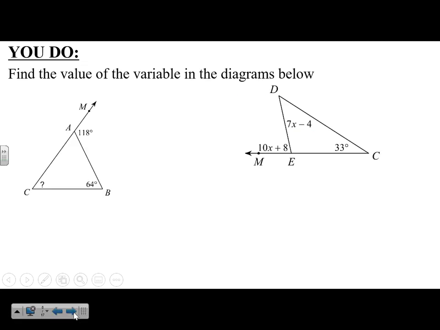So go ahead and do these three on your own. Pause it, do these three, and then hit play so you can check your work. That's definitely going to help you with these. So this one's 118. We have these two have to add up. So 64 plus question mark is equal to 118. Subtract 64. 118 minus 64 is 54.